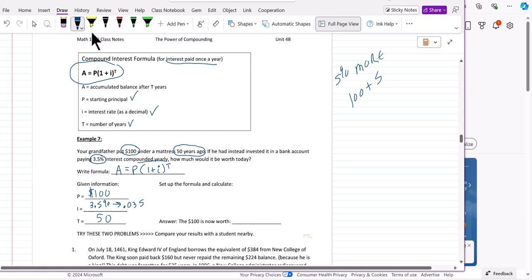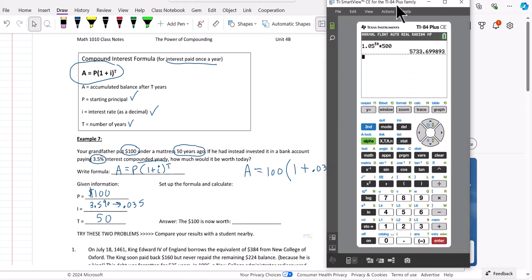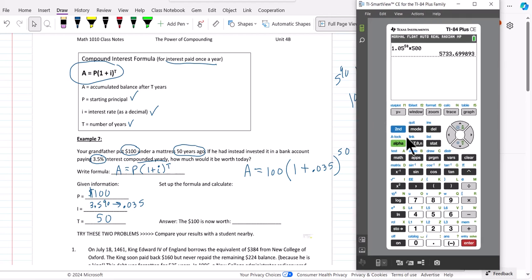So what we need to do is we just need to set that up in this formula. So replace the P with 100. Then you'll have parentheses, 1 plus the interest. So that's 1.035. And then raise that to the 50th power, okay? So let's see what that is. This is kind of like the problem we just did. You might be a little surprised at how much that $100 would grow to, okay?